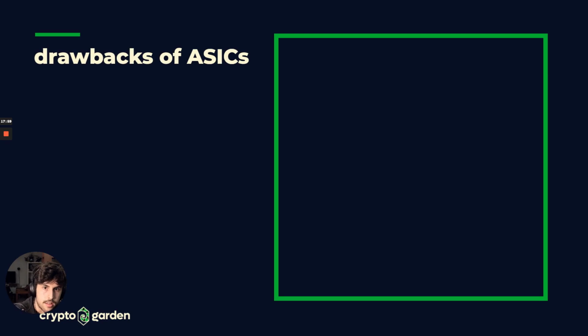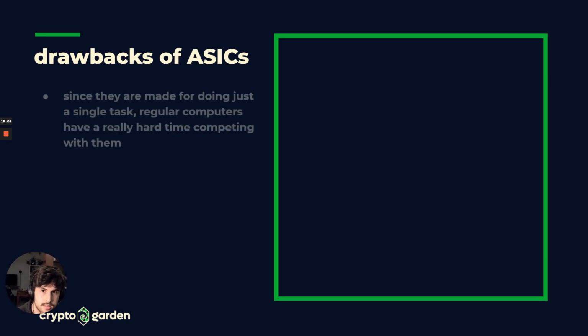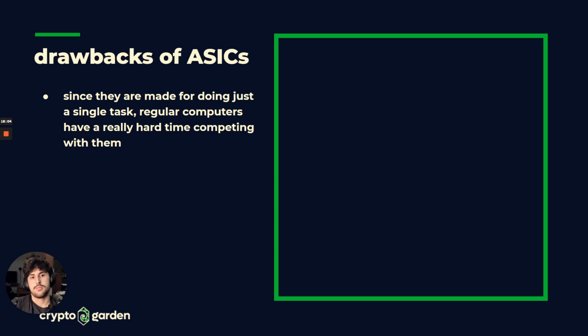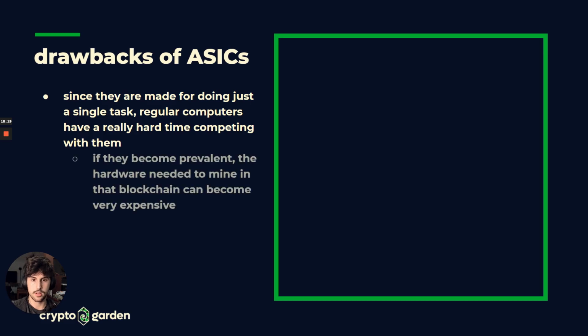So, ASICs also have a few drawbacks, okay? Since they are made for just doing a single task, regular computers have a really, really hard time competing with them. They are so much more energy efficient that a regular computer just won't turn a profit if the difficulty is adjusted to the ASIC power. If they become prevalent, the hardware needed to mine that blockchain can become very, very expensive. And also, as difficulty is adjusted and new machines start coming out, they become obsolete very, very fast.